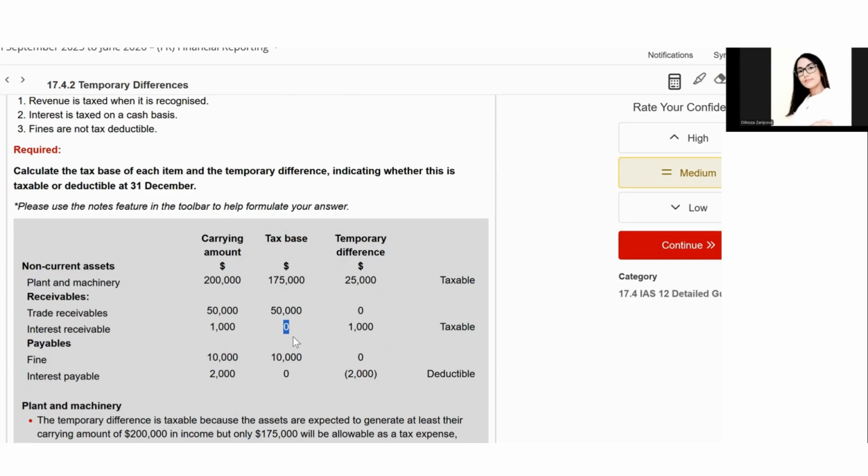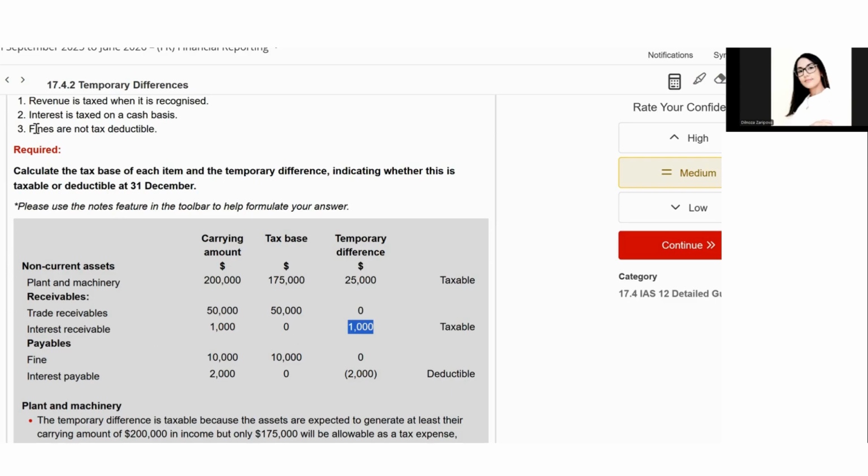Only when it's on the tax basis, on a cash basis. So when it's received already, then it's taxed. That's why now it's not taxable, just if it's receivable. That's why tax base is 0 for this. So here you have 1,000 temporary difference, that's why.